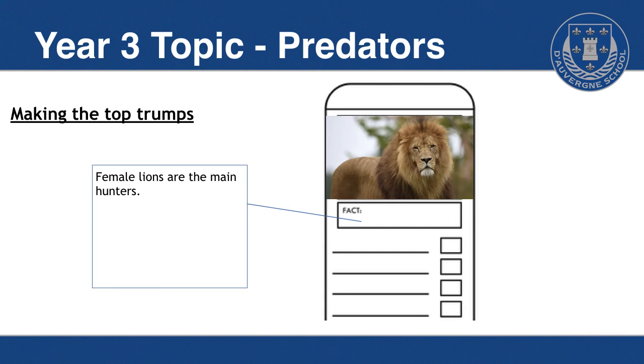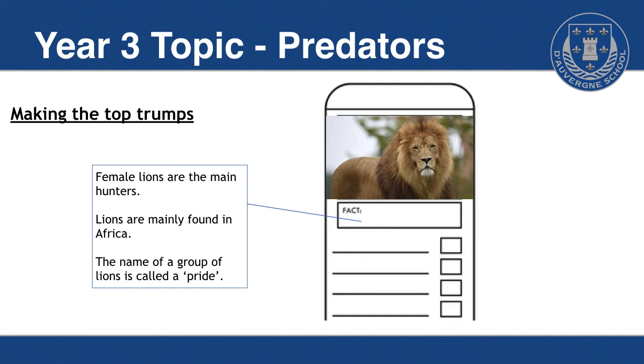So, for example, female lions are the main hunters. Lions is the predator that I have chosen for my top trump. Female lions are the main hunters, which is a surprise to a lot of people. Lions are mainly found in Africa. And also, the name of a group of lions is called a pride. So we want you to get some little facts into that box about the predator you are researching.